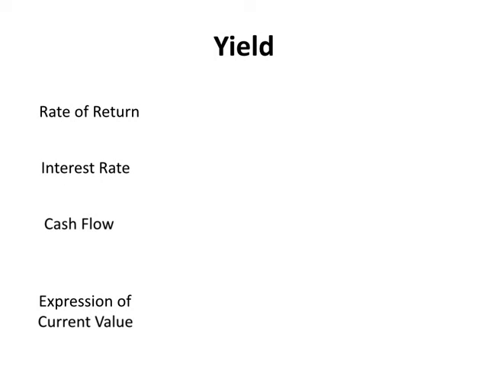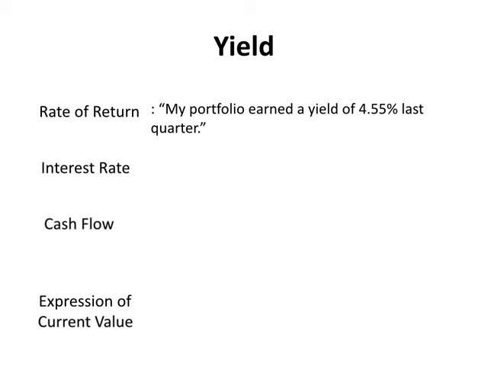Rate of return is a common implication of the word yield when it's used by itself. One might hear an asset manager talk about their portfolio having earned a yield of, say, 4.55% in the last quarter. Clearly, when used in that fashion, it's a reference to rate of return.